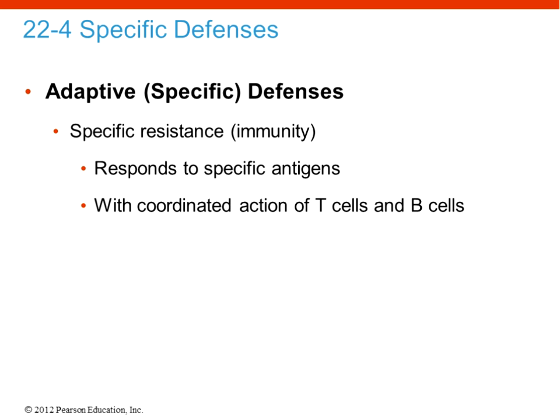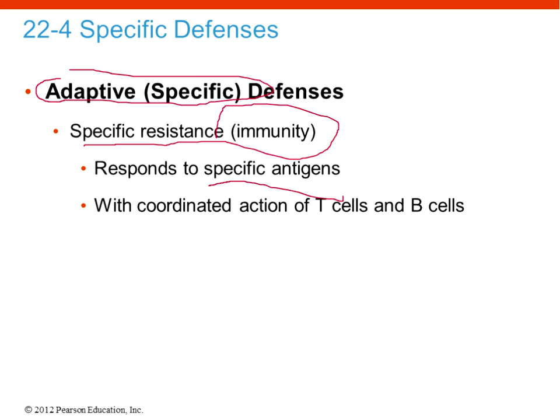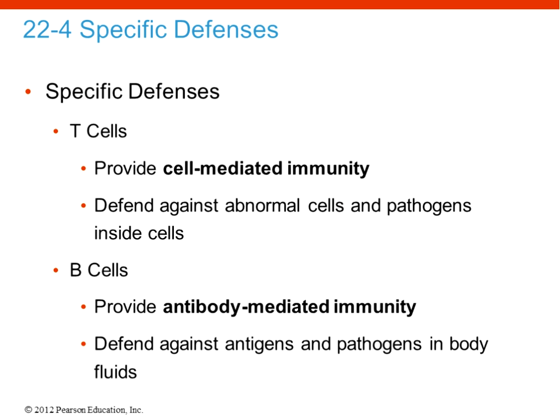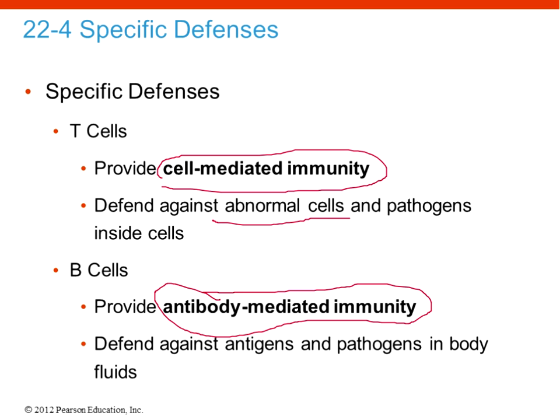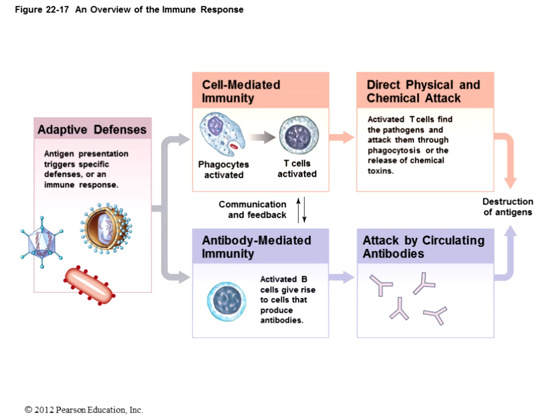All right, so that is everything on non-specific defenses. Now we need to look at adaptive or specific defenses, right? Specific defenses are specific resistance or immunity, and they respond to specific antigens. It's done through T cell and B cell activity. T cells provide cell-mediated immunity, which defends against abnormal cells and pathogens, and B cells give us what's called antibody-mediated immunity. Antibodies defend against antigens and pathogens in the body and work in a different manner than T cells. So we'll look at both of those and see how they work.